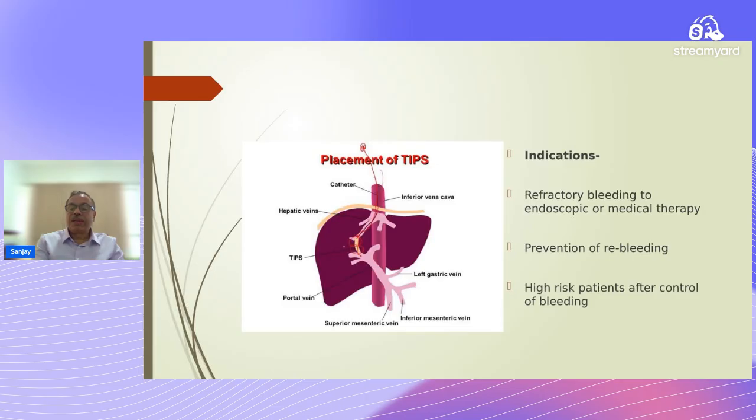So refractory bleeding. To prevent rebleeding, if the chances of rebleeding are high in acute variceal bleed, you can do a preemptive placement of TIPS to prevent further rebleeding. And in high-risk patients, after control of bleeding, again, you can subject these patients to TIPS.